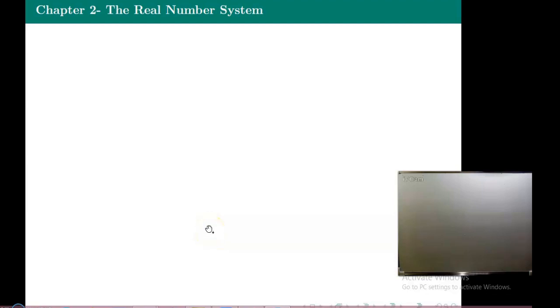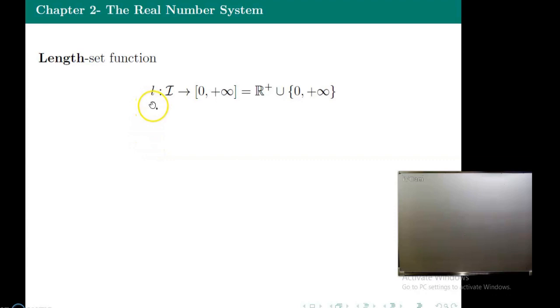Good day everyone. Our topic is about the length. So here, I will discuss to you the length as a function. So we have here the function L, where the domain is script I. This is the collection of intervals in R. And then our codomain is the closed interval from 0 to positive infinity.